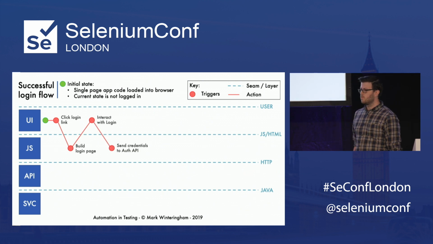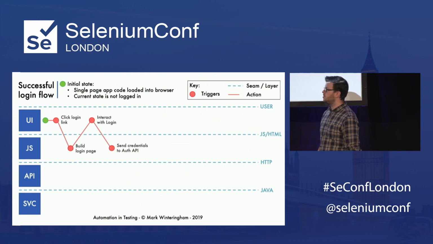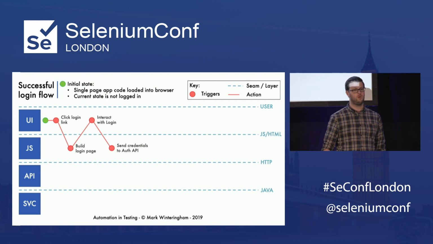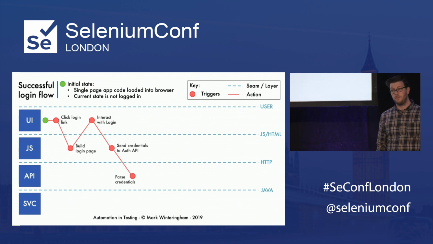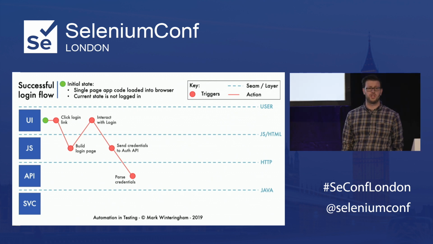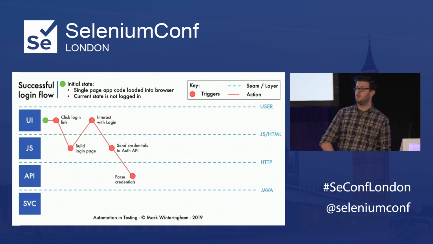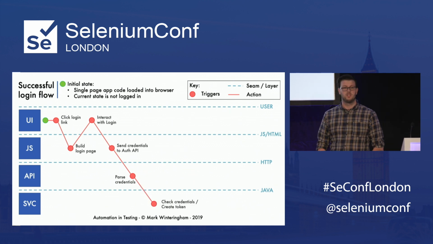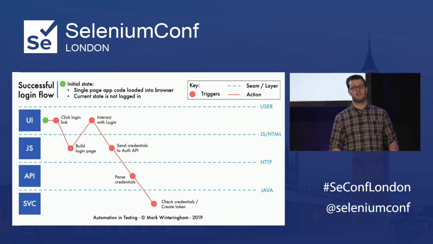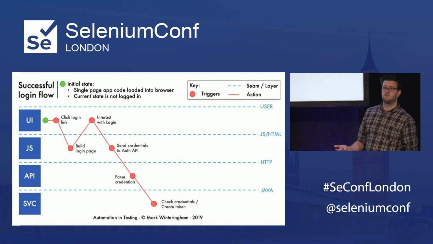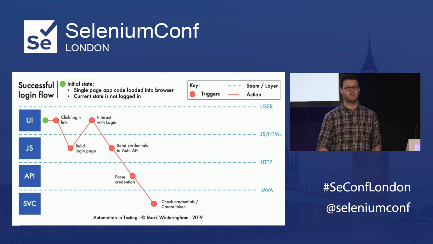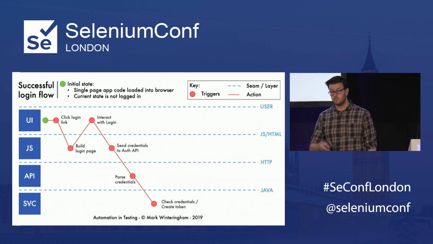Click Submit. Submit triggers some JavaScript. JavaScript sends an HTTP request with the credentials to the auth API. Auth API says, oh, thank you for those details, parses them, turns them into a Java object that can then be consumed by the service layer. So the service layer is triggered off. The function takes it's admin password. They're the correct credentials. And I'm going to create you a token that you're going to use later on in the application. So we've gone all the way down.